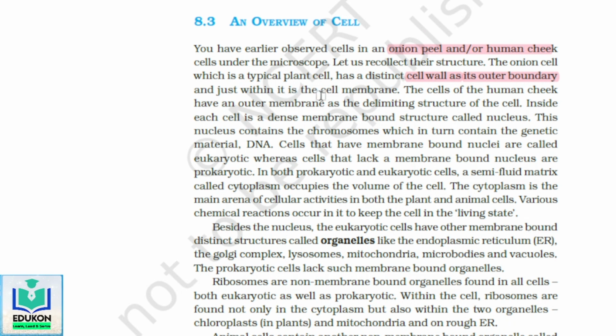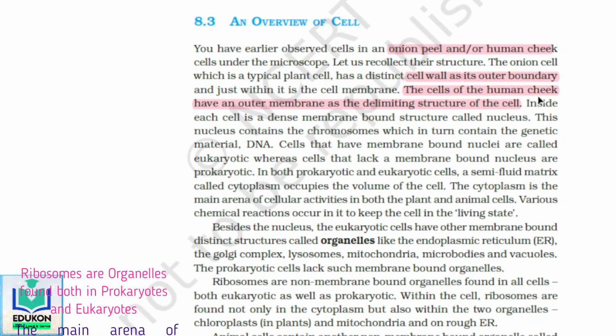Just within it is the cell membrane. Whereas in human cheek cells, which are animal cells, we do not have any kind of cell wall. We have a simple outer membrane as a delimiting structure of the cell. The outer membrane maintains the structure of the cell by not leaking the content of the cell to the outside. So the cells of the human cheek have an outer membrane as the delimiting structure of the cell.